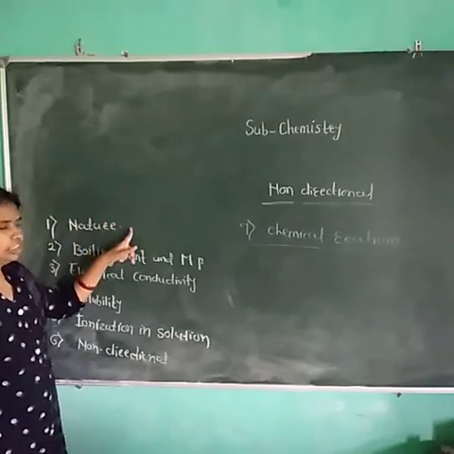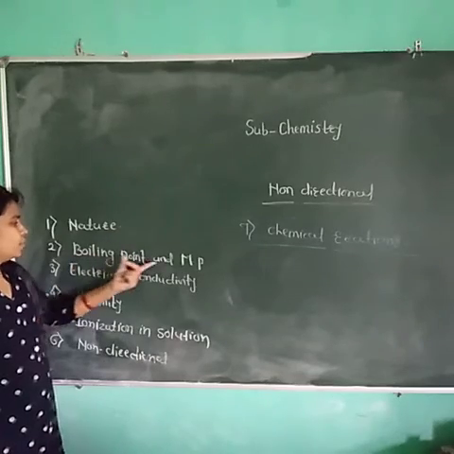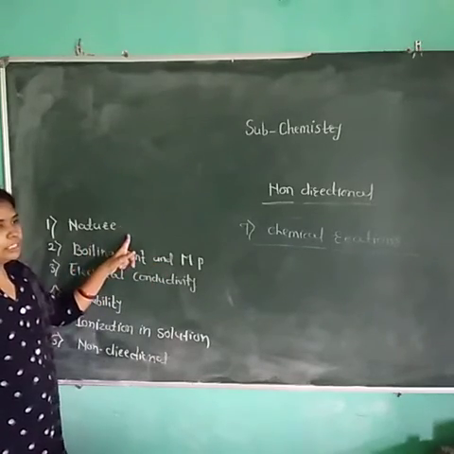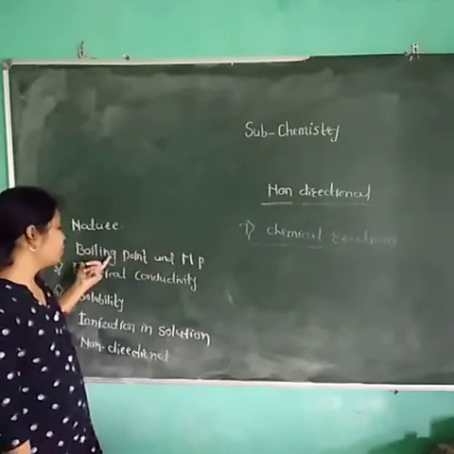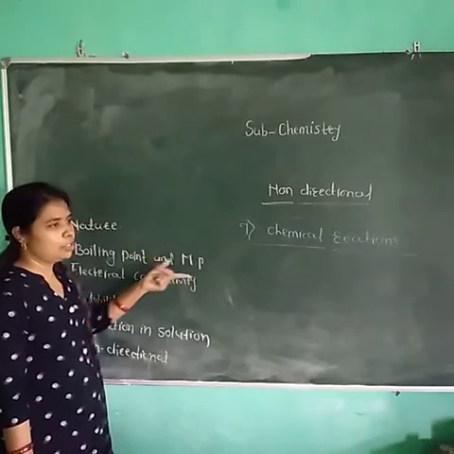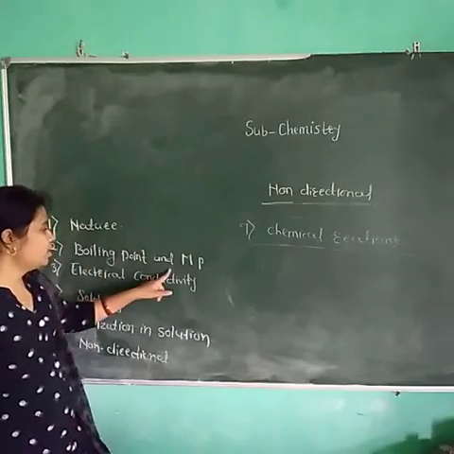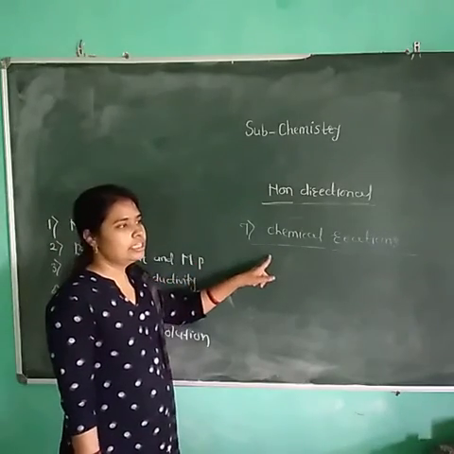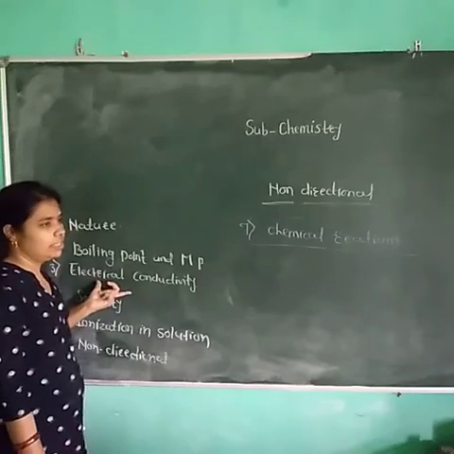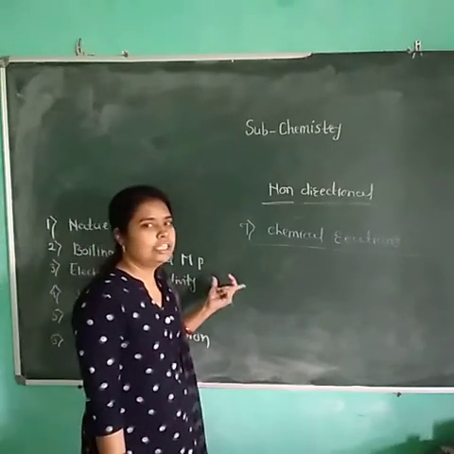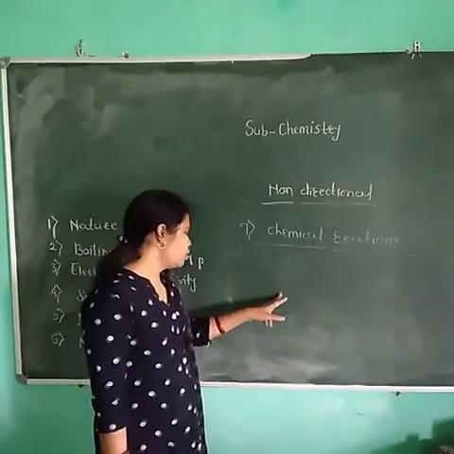The first is the nature, the second one is the boiling point and the melting point. In the case of nature, it is always in the solid state. Second is the boiling point and the melting point. The boiling point and the melting point are always high in the case of an ionic compound. Third one is electrical conductivity. Electrical conductivity is high in the molten state compared with the solid state.